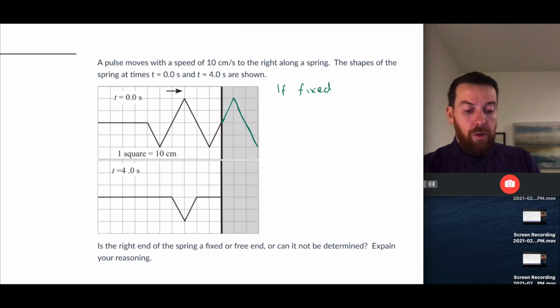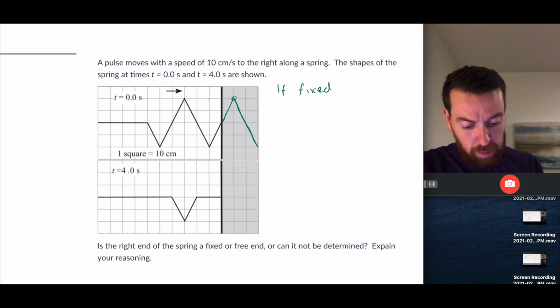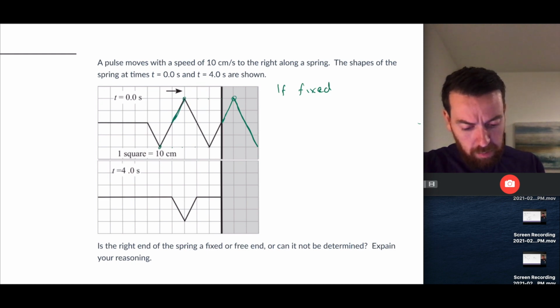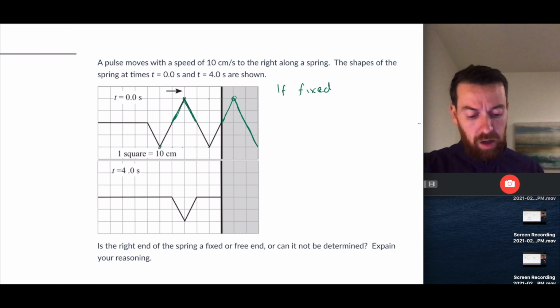Okay, and then where would this pulse be 4 seconds later? So the leading edge here would be 1, 2, 3, over here, and this particular point here, 1, 2, 3, would be back over here. So we would have the leading edge of the phantom here, and then the other part of the pulse, the actual incident pulse, would be here.